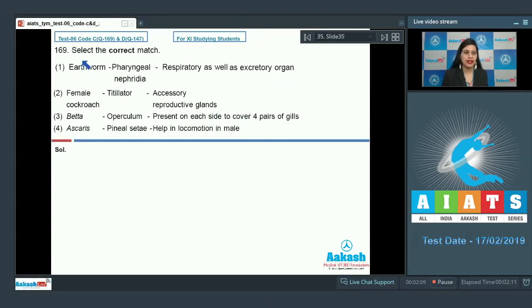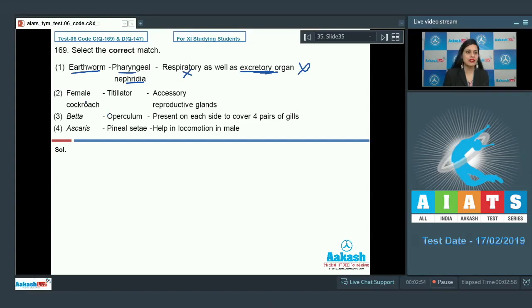Question number 169. Select the correct match. The very first match given is earthworm, pharyngeal nephridia, respiratory as well as excretory organ. As it is an incorrect match, this cannot be the correct answer, because pharyngeal nephridia in earthworm or Pheretima help in excretion only. They have no role to play in respiration.